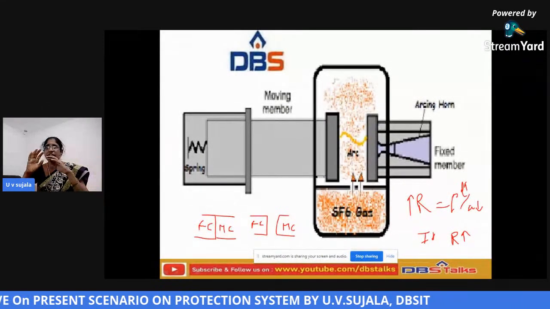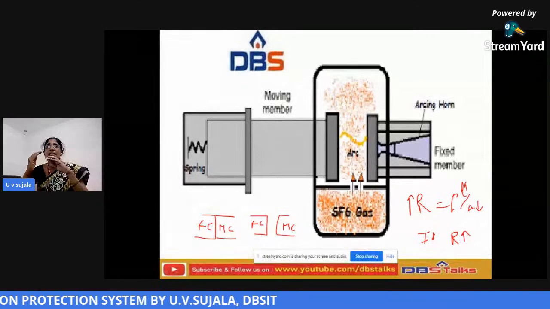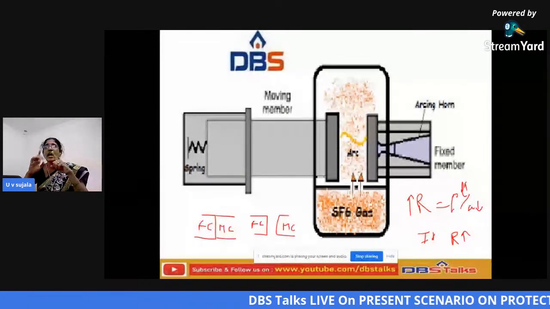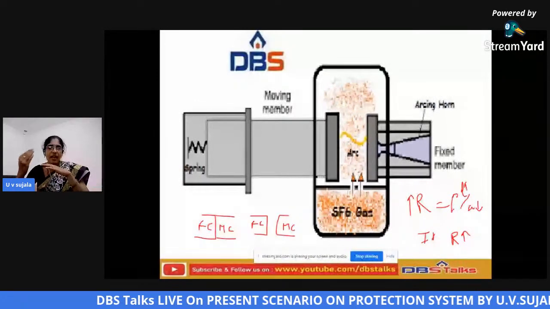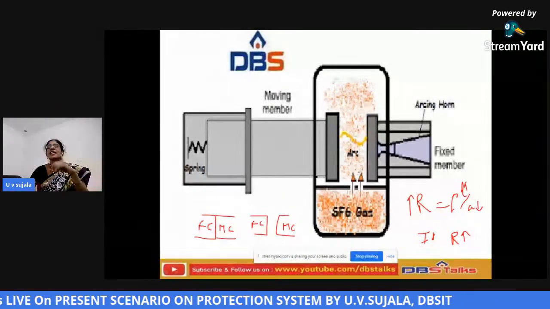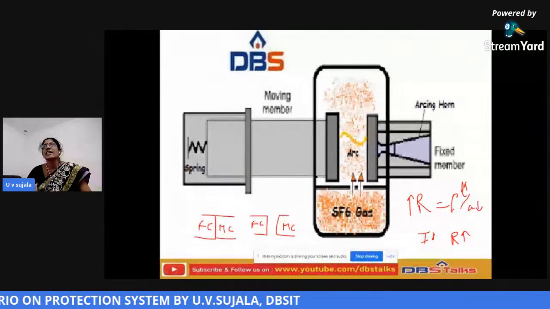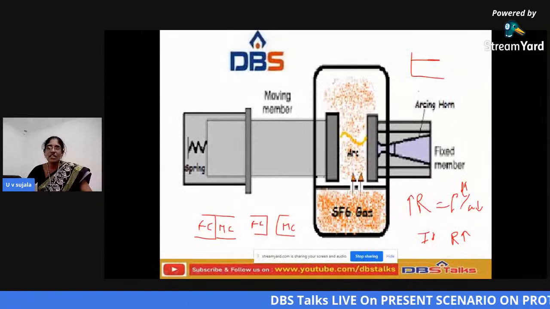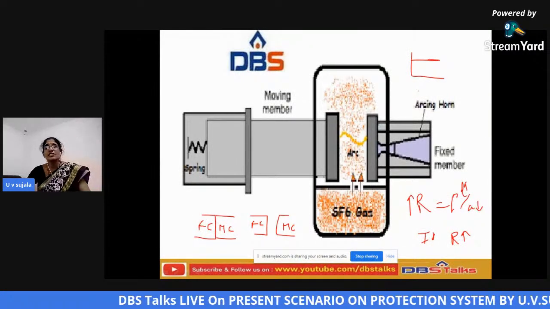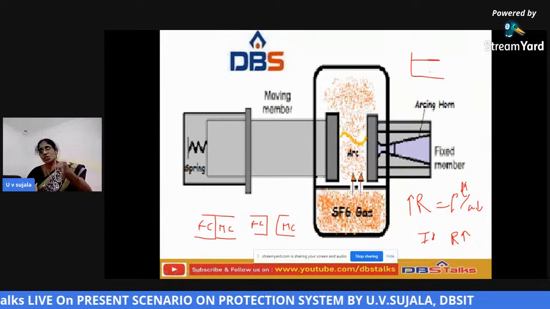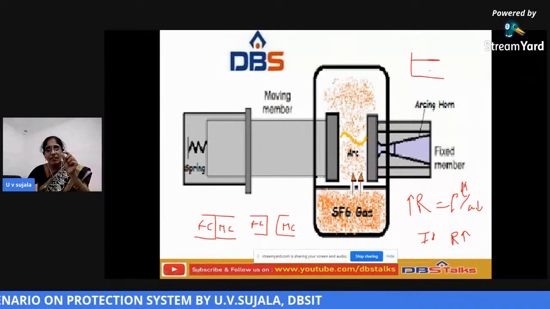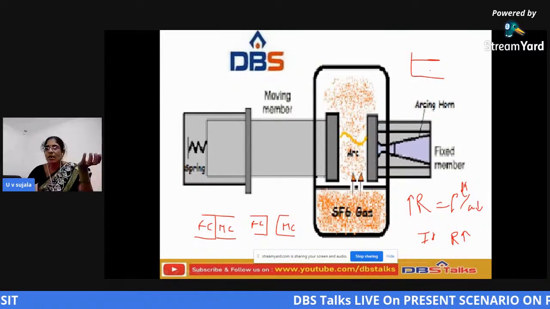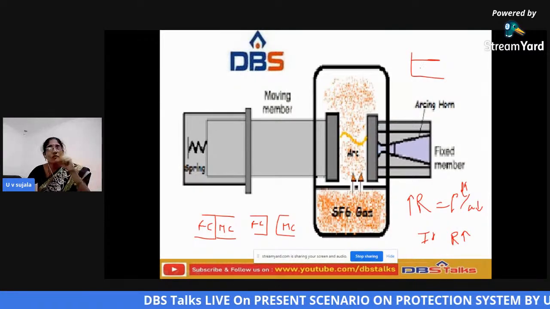But the low resistance method, or current zero method, is used only for AC, because in DC the current does not come to the zero position. The current must come to the zero position, and in DC that is not possible. So we go to AC.